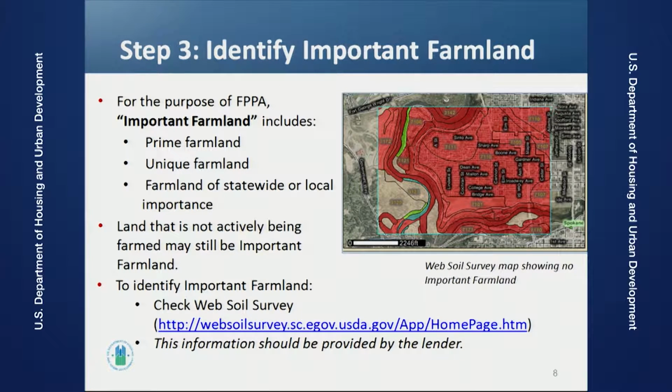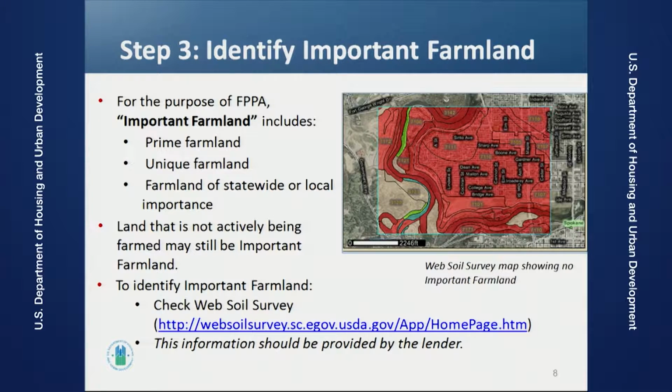Step 3 is to identify whether or not your project has important farmland contained on it. Again, there's a specific website that you want to go to. It's the USDA's Web Soil Survey website. Important farmland, we're talking about prime farmland, unique farmland, and farmland of statewide importance. It's all together considered important farmland.